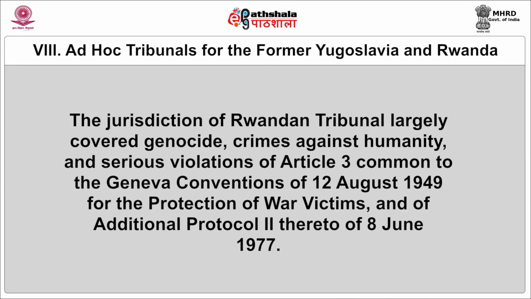In 1994, the International Criminal Tribunal for Rwanda was born. It was based on a General Assembly resolution and was created for prosecuting those most responsible for genocide and other serious violations of international humanitarian law in the territory of Rwanda after the assassination of Rwandan President Juvenal Habyarimana in April 1995. The jurisdiction of the International Criminal Tribunal for Rwanda largely covers genocide, crimes against humanity, and serious violations of Article 3 common to the Geneva Conventions of 12th August 1949 for the protection of war victims and of Additional Protocol 2 thereto of 8th June 1977.